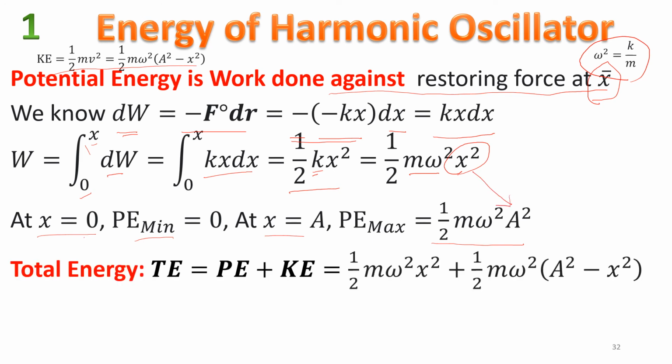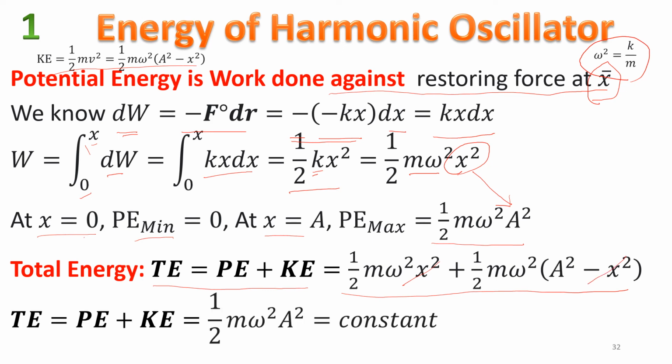Now the total energy is potential energy plus kinetic energy. So here you can see this. This quantity and this quantity can be eliminated, and the total energy will be 1 by 2 m omega square a square. This remains constant during oscillations. So if a bob is oscillating around this trajectory from one extreme position to another extreme position, the total energy of the system always remains constant.